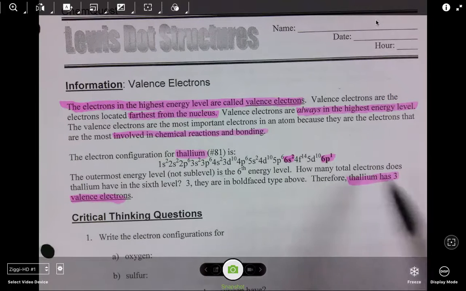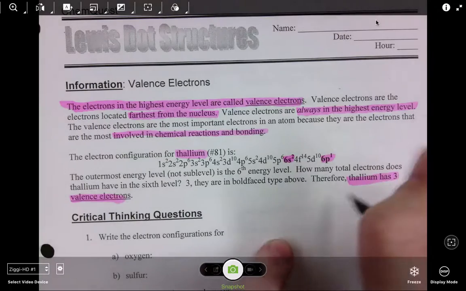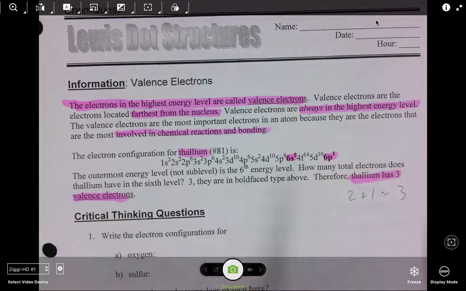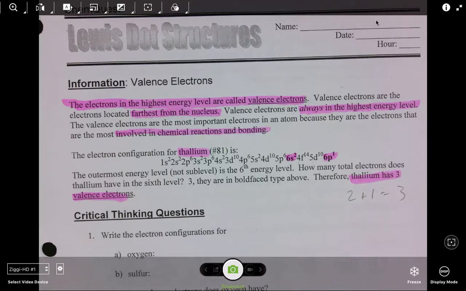It's important to note that thallium only has 3 valence electrons. We do the 2 from the 6s sublevel plus 1 from the 6p sublevel to equal 3. It's important to note that even though the 4f and the 5d fall in between 6s and 6p, they are not considered valence electrons. They're only there because they have increased energy because of how many electrons they are holding.